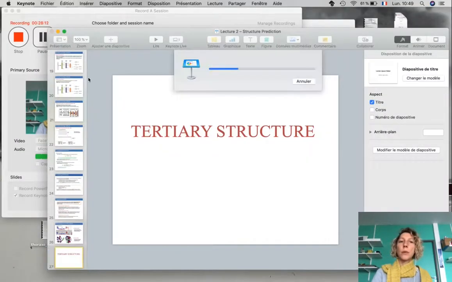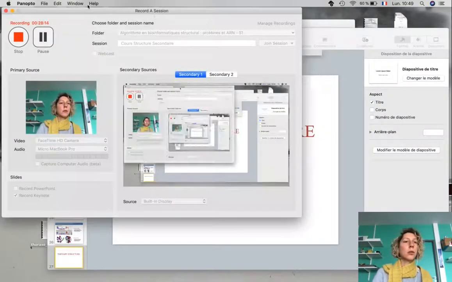Okay, so we'll stop here for now, and tertiary structure will follow.